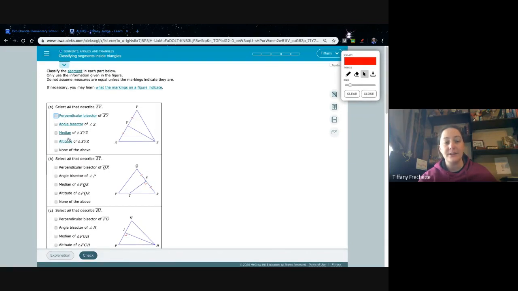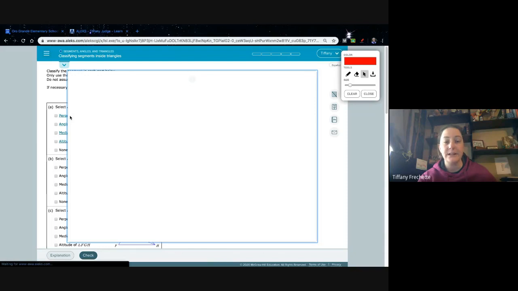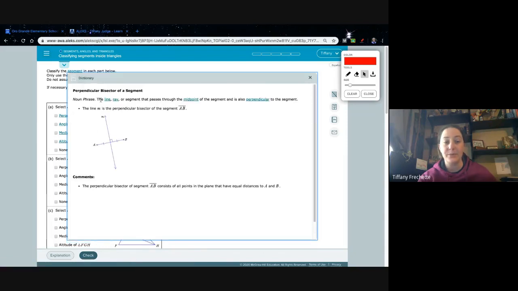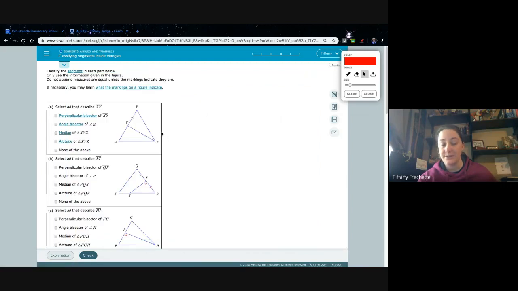Okay, so they did give us the blue lines. So they gave us all of these definitions still. So I can click on this, and it'll still tell me what a perpendicular bisector is. So if you didn't write your definitions down, luckily they're giving them to you. They don't always do this, so definitely write down some notes. All right, so let's go through and look at what we have.